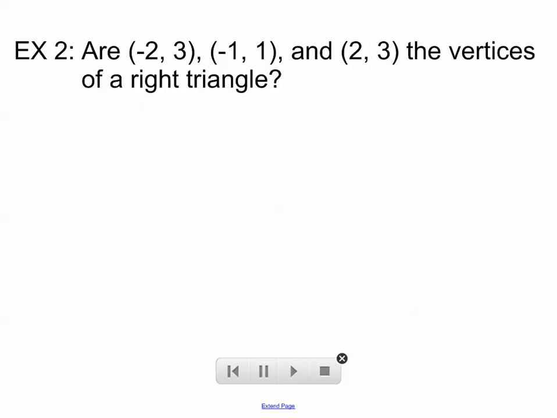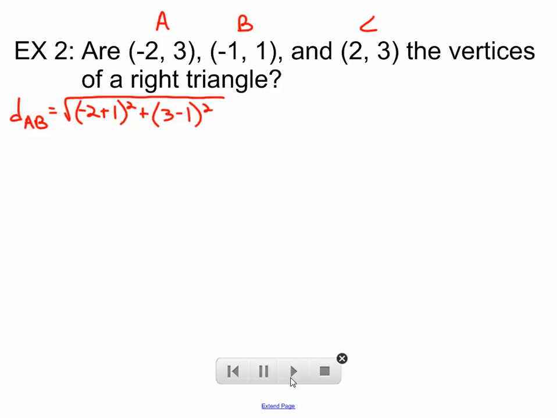Are -2, 3, -1, 1, and 2, 3 the vertices of a right triangle? Well, to do that, how about the Pythagorean theorem? We should definitely use that. So let's call these points A, B, and C, and let's find the distance between A and B, the distance between A and C, and the distance between B and C. That'll be the 3 sides of our triangle.